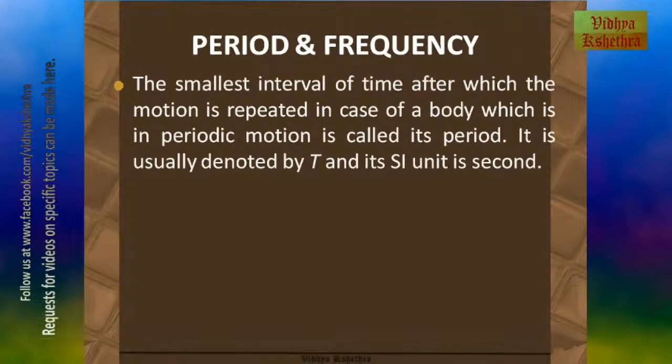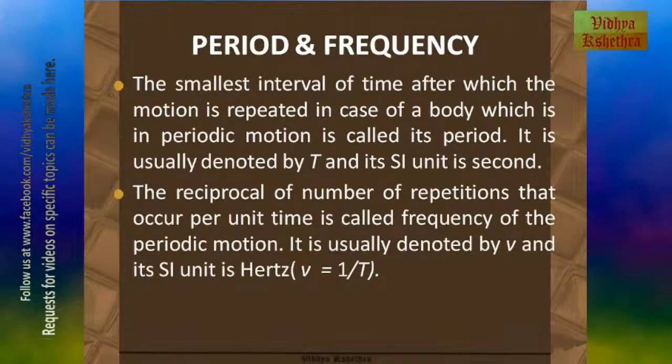Now we shall see period and frequency. The smallest interval of time after which the motion is repeated in case of a body which is in periodic motion is called its period. It is usually denoted by capital letter T and its SI unit is second. The reciprocal of the number of repetitions that occur per unit time is called the frequency of the periodic motion. It is usually denoted by nu and its SI unit is hertz.